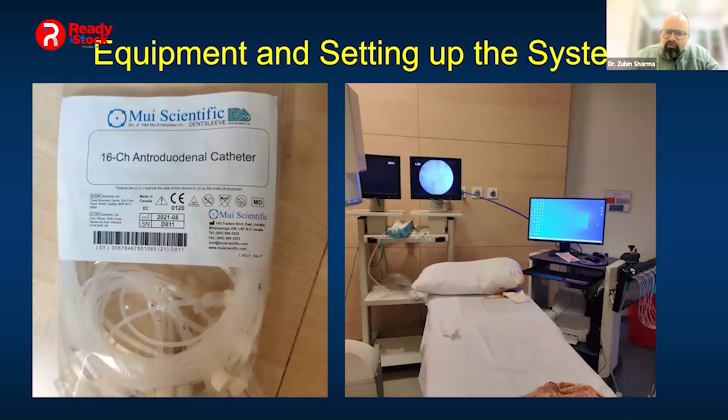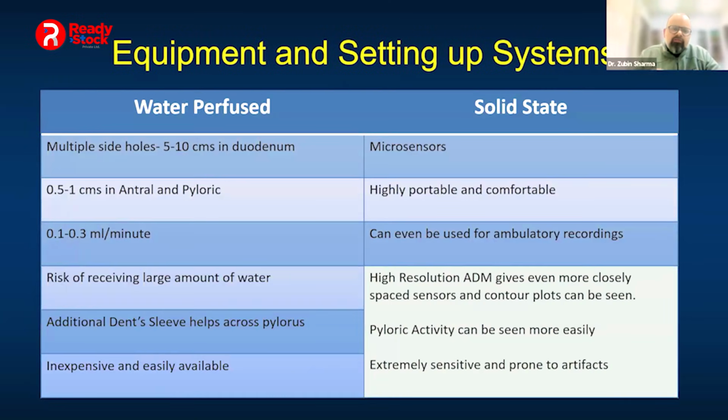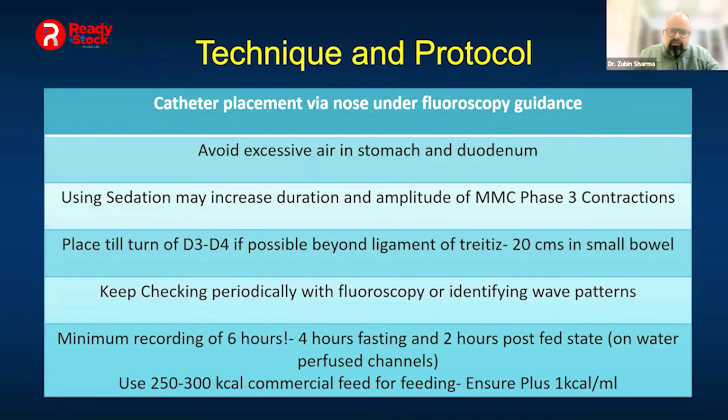You require a fluoro also to go along with it. I'll skip this. So what do you want to do? Catheter placement is done via the nose using a guide wire under fluoroscopic guidance. We need to avoid excess air, and you can turn the patients. Also, you can change the positions if required. Minimal recording of 6 hours: 4 hours of fasting, 2 hours of post-fed state, and you give them around 250 kilocalories of commercial feeding, like Ensure or whatever is locally available.